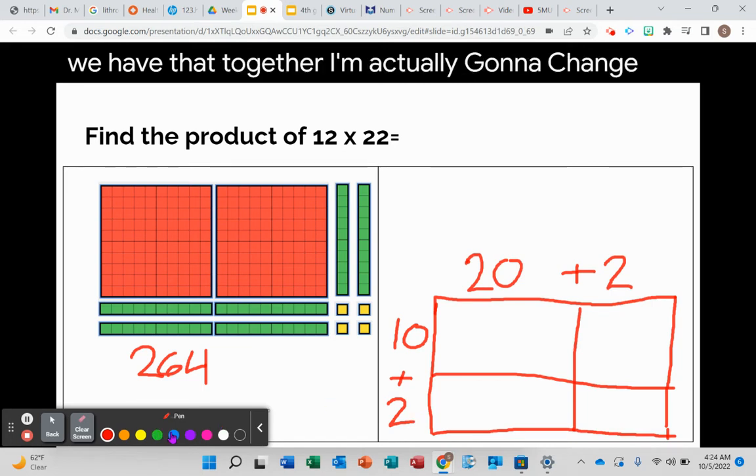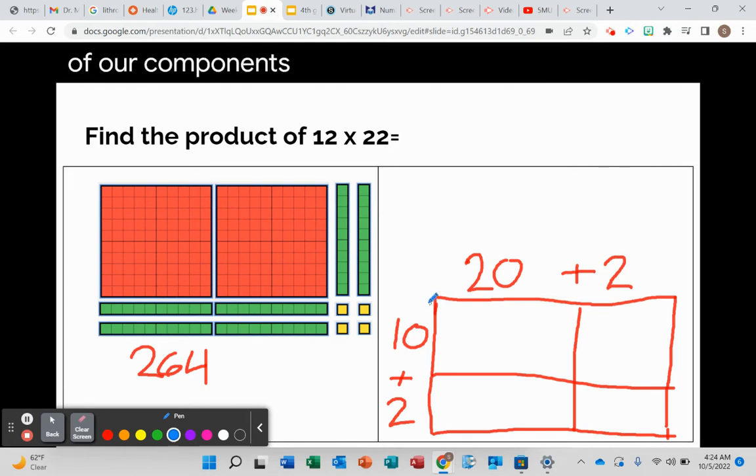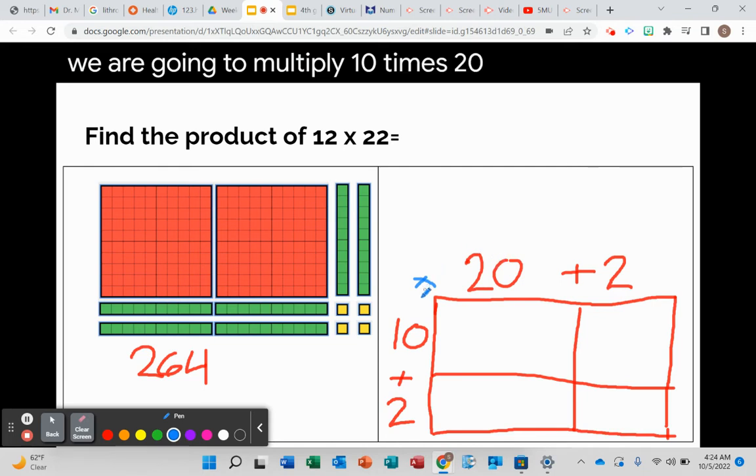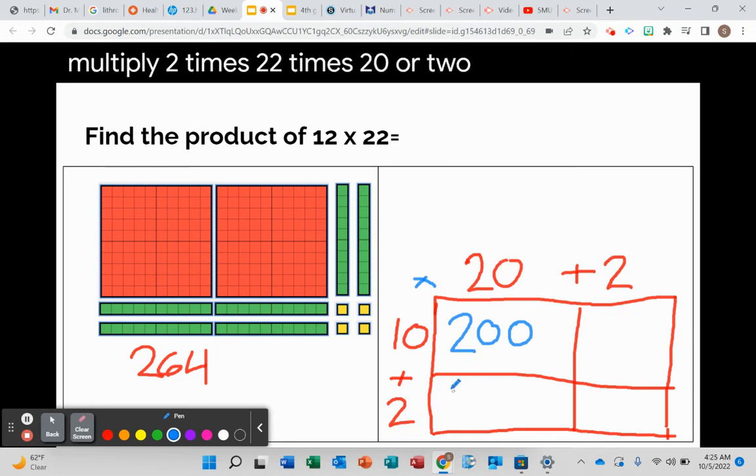Now what we need to do is multiply each of our components. First, we are going to multiply 10 times 20. So 10 groups of 20 is the same as 200. Okay, then we need to multiply 2 times 20. 2 times 20, or 2 groups of 20, is 40.